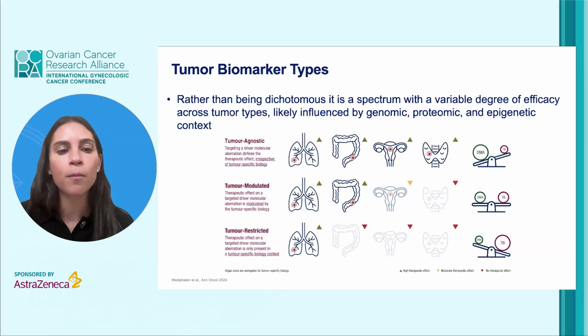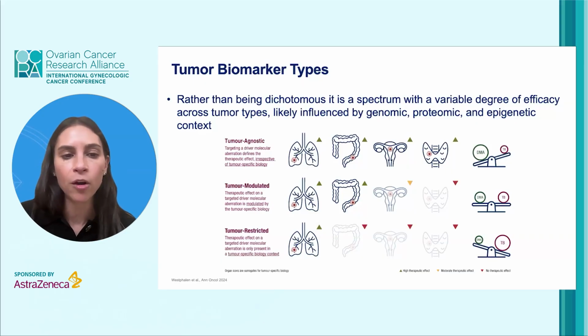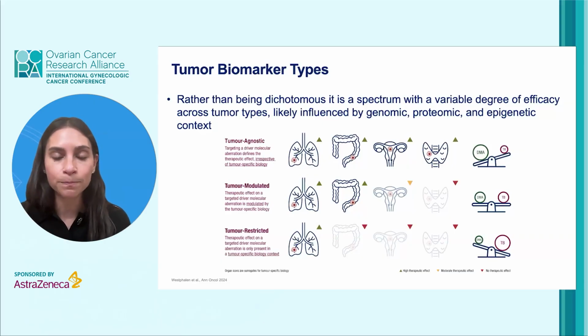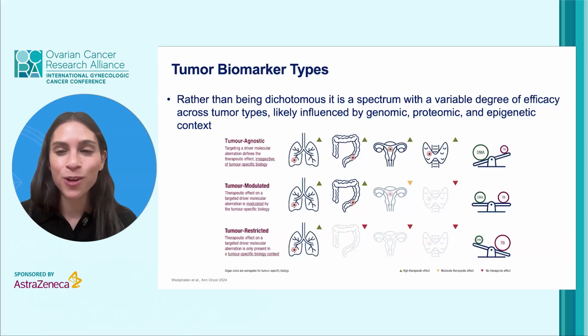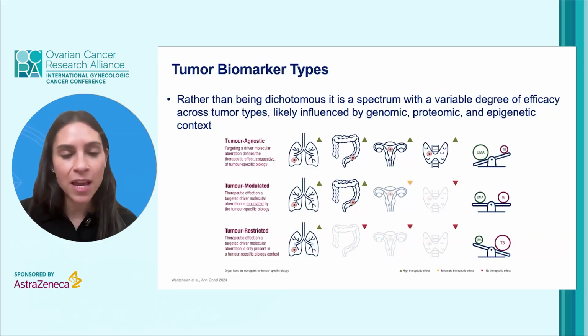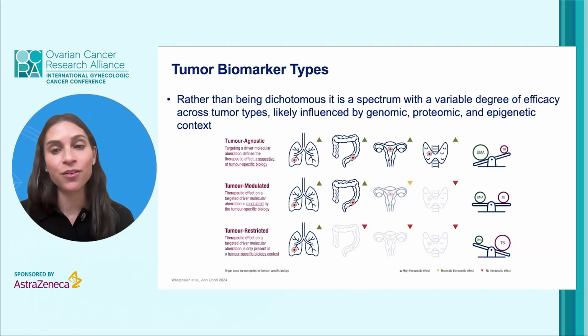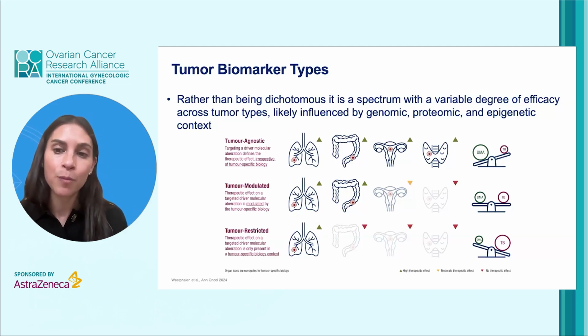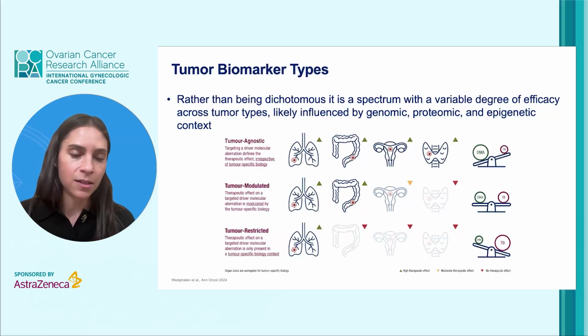But there may also be these tumor modulated biomarkers that are somewhere in the middle, where the therapeutic effect on a target driver alteration is modulated by the tumor specific biology. An example of this is BRCA1 and 2 mutations, which confer sensitivity to PARP inhibitors, but more so in specific diseases like ovarian cancer, for example, pancreatic, prostate, and breast cancer, as compared to other diseases.